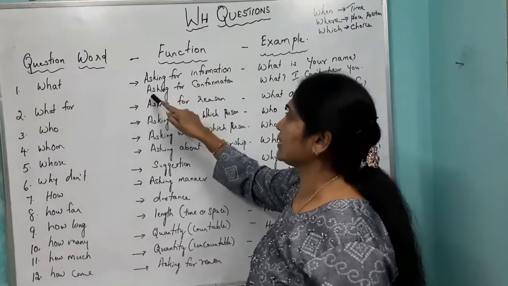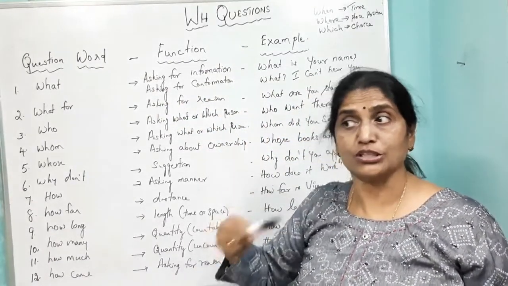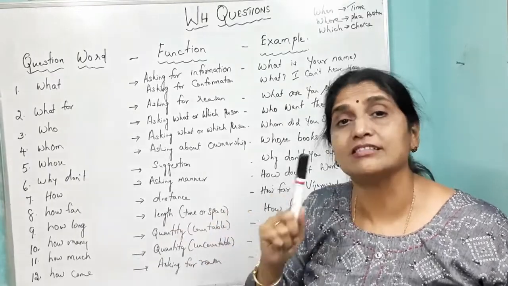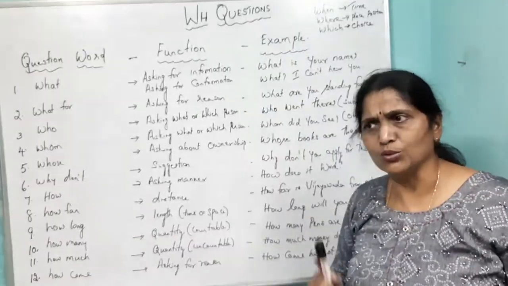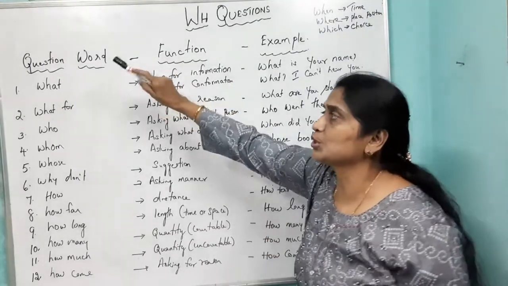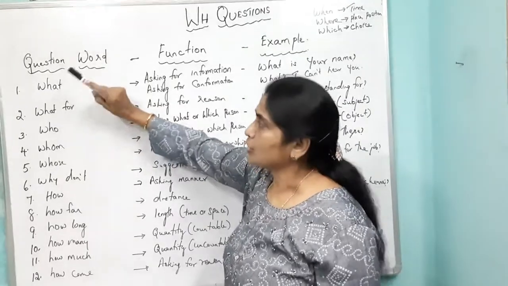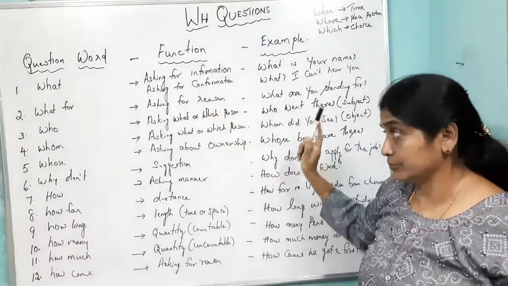The second one I said, asking for confirmation. You want to confirm whether what you heard is right or wrong. In that case, what? I can't hear you. What? What did you say? In that case also, we use the word what. Got it? So what is used for asking for information and asking for confirmation.